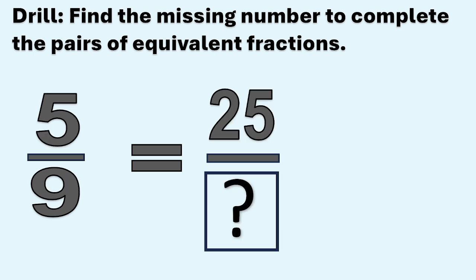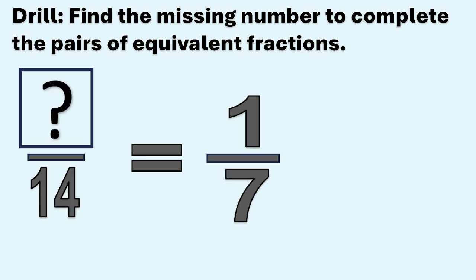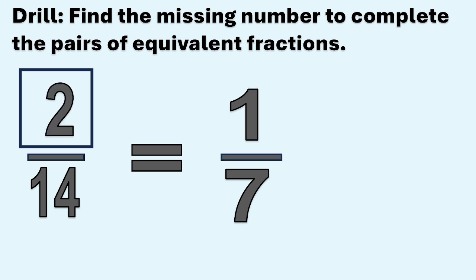Next, 5/9 equals 25 over blank. So the answer is 45. 25/45. Next, blank over 14 equals 1/7. So the answer is 2. 2/14.